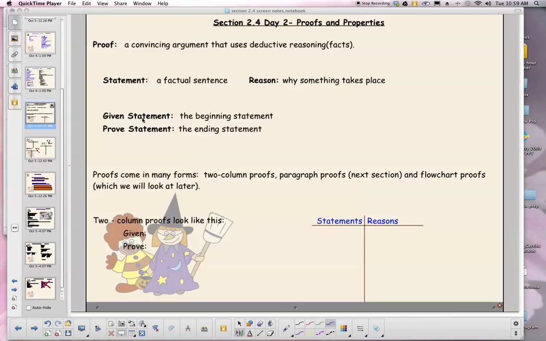Proofs, you're always given two pieces. You have a given statement. That's where they want you to start. That's your jumping off point, so to speak. And then they give you a proof statement, the part that you're trying to prove. So when you get to the proof statement, that means you're done because you've proven whatever it is that you've been asked to prove.